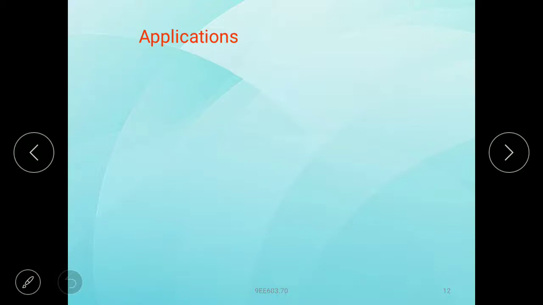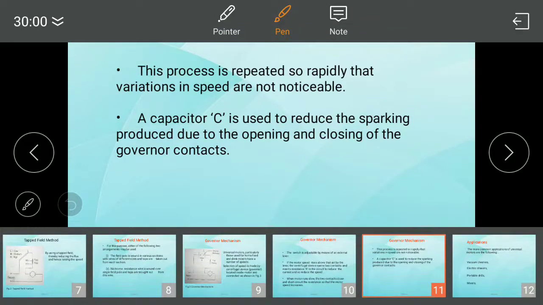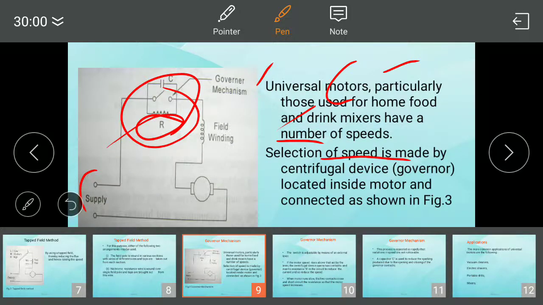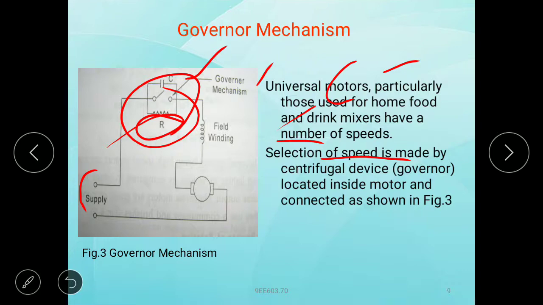See here, this is the capacitor. This capacitor is used to reduce the sparking. When the governor mechanism switch opens or closes the contacts, they raise a spark, and that spark is reduced by the capacitor, that is C.